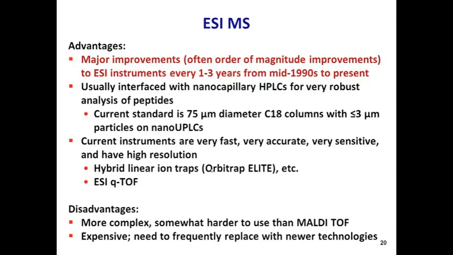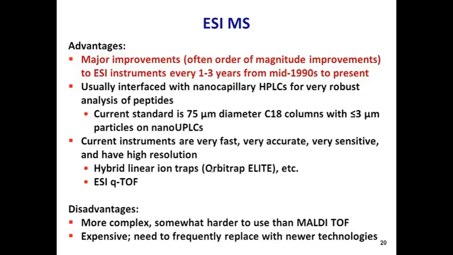ESI instruments are usually interfaced with nanocapillary HPLCs, and HPLC using reverse phase is a very robust way of separating peptides. To maximize sensitivity, the current standard is to use 75 micron diameter reverse phase columns, C18 or similar types of columns, with very small particle sizes. These small particle sizes generate high pressures, and so now the standard is to use nano UPLCs instead of HPLCs. A UPLC stands for ultra high pressure liquid chromatography.